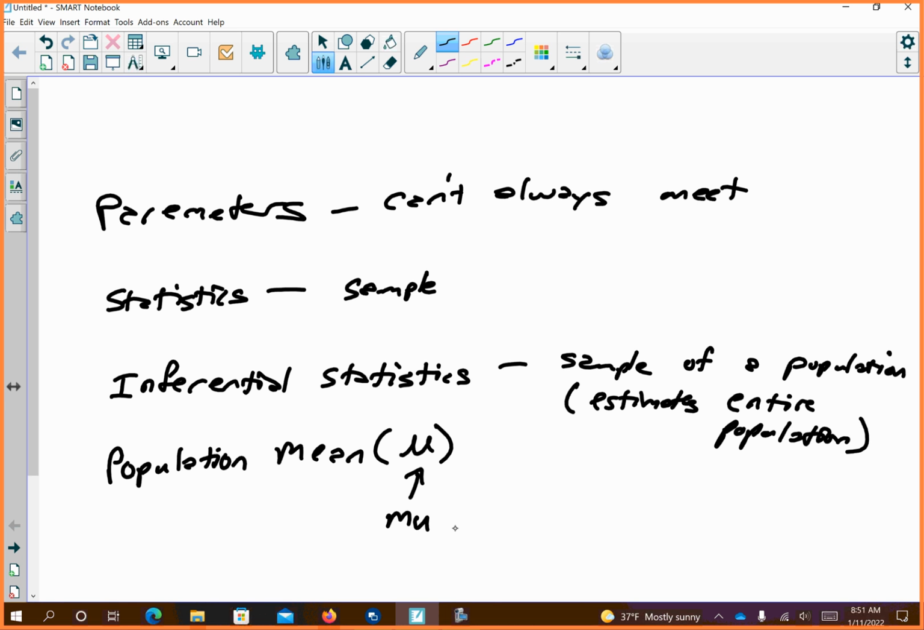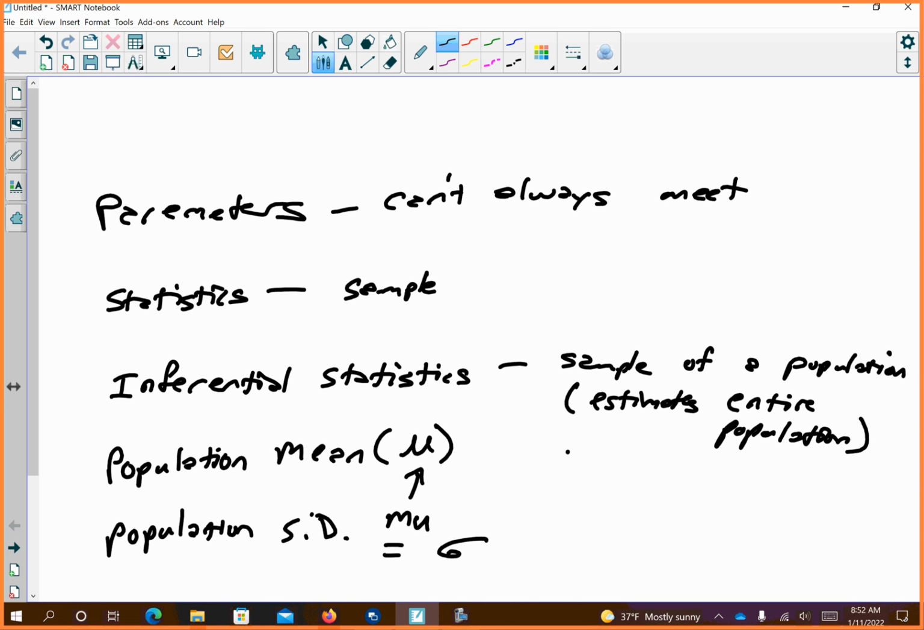Okay? And then you have the population standard deviation. The population standard deviation is this Greek letter that looks like a 6 that kind of fell over. That's the lowercase sigma. I believe my Greek is right.